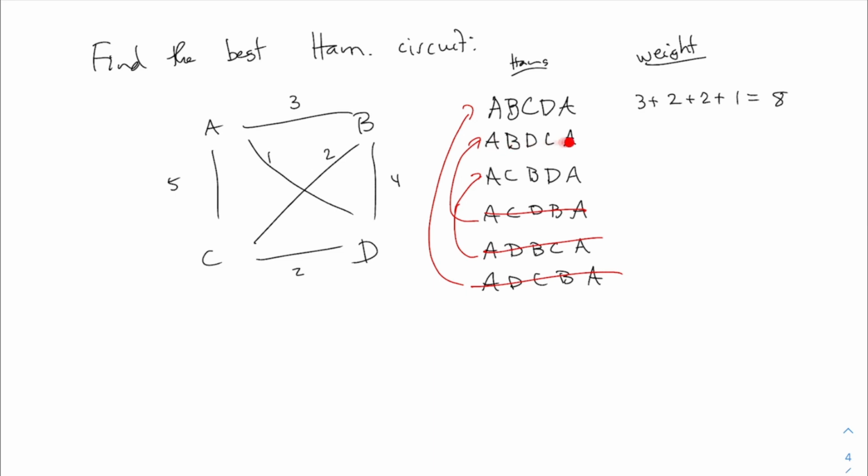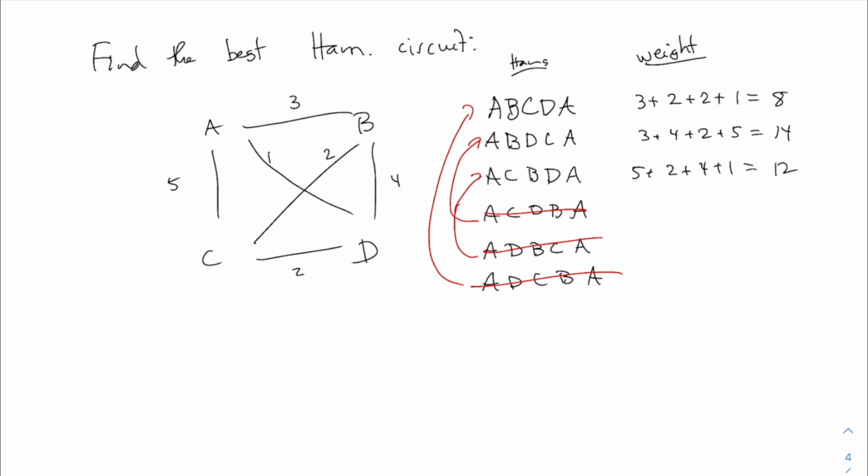So A, B, D, C, A looks like A to B is 3. B to D is 4. D to C is 2. C to A is 5. This one I added up, I get 14, I think. I hope that's what you got. And then the 3rd one, A to C is 5, C to B is 2, B to D is 4, D to A is 1. That looks like 12 to me. I hope you got all of those same numbers. Any thoughts about that?